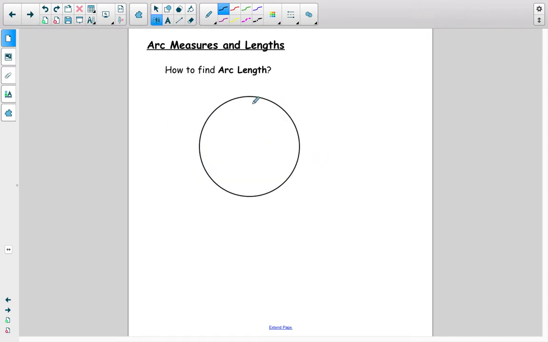Okay, so what if we want to find the arc length? So far we talked about arc measure, but now let's say we want to talk about arc length. Arc length is when we're actually going to figure out how long is that arc. Not as degrees, but how many feet, inches, miles, meters, whatever it is. How long is it? So let's call this one AB again. And I want to figure out the length of this.